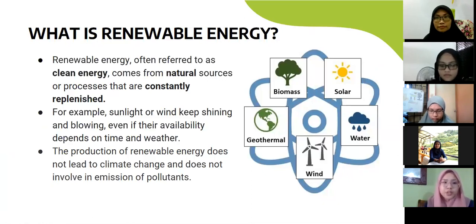Okay, so to start off, we have to know what is renewable energy. So basically, renewable energy is clean energy that comes from natural sources or processes that are constantly replenished, which means that the energy is infinite. For example, sunlight or wind keep shining and blowing, even if their availability depends on time and weather. Plus, renewable energy is also environmentally friendly because the production of renewable energy does not lead to climate change and does not involve emission of pollutants. So, next slide.